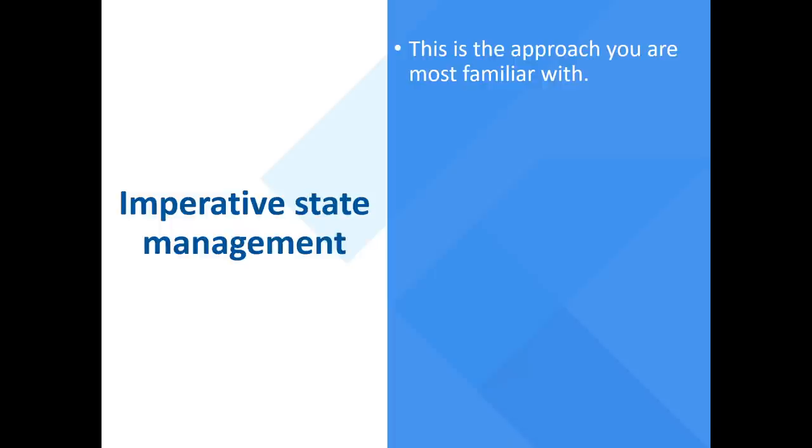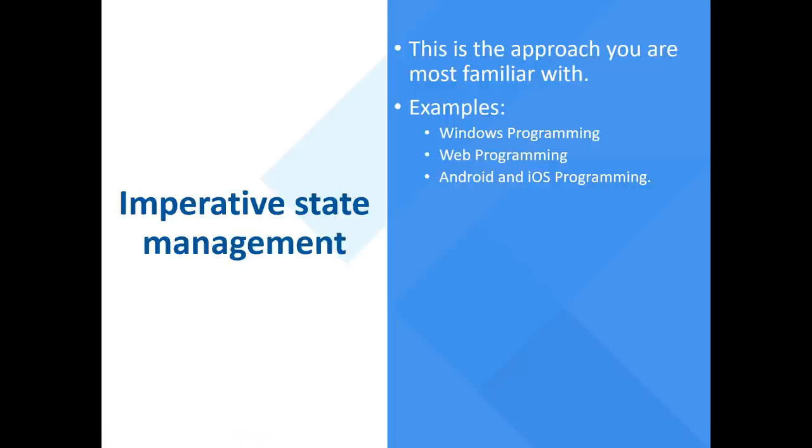An imperative state management, this is basically the approach I believe most of you are very familiar with. Whether you notice it or not, this is what you learned so far from PT1, PT2, web programming, and Java, object-oriented programming. So this is the programming paradigm that we are familiar with. Basically, in this approach, the focus is on how to achieve things. It is focused on how. And when we talk about state management for user interface, it is the same.